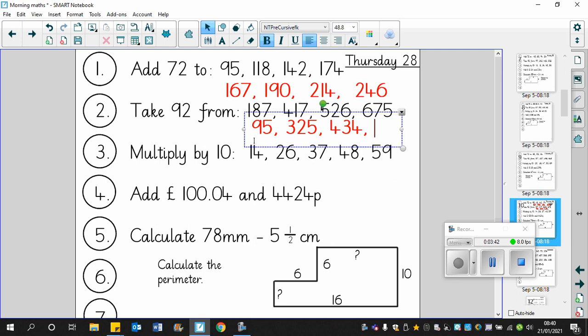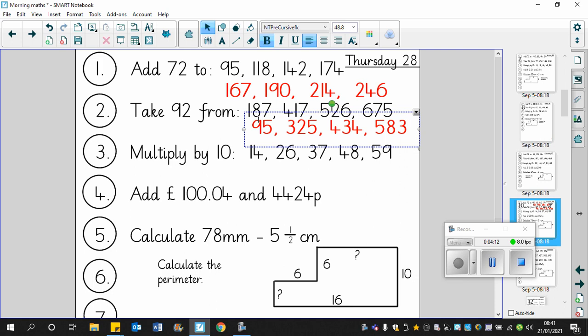And then finally, 675, take away 90. Well, 675 is going to be 585, and then we need to take away another 2, so it's 583. There we go.